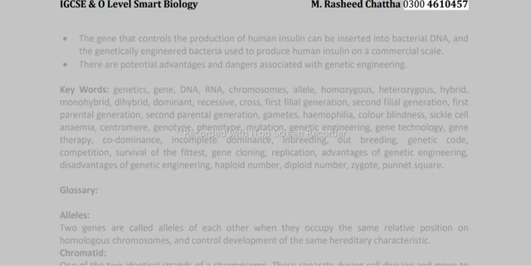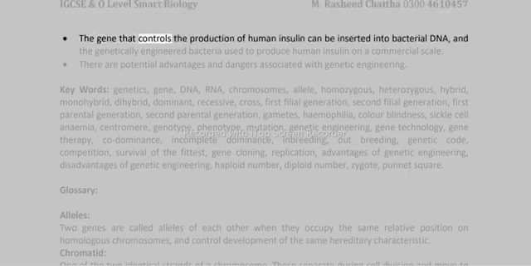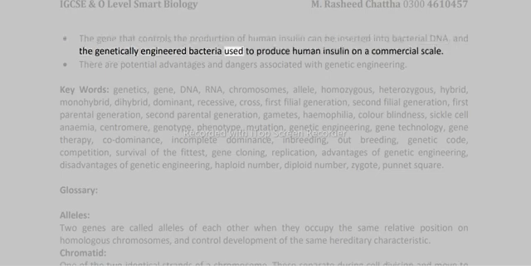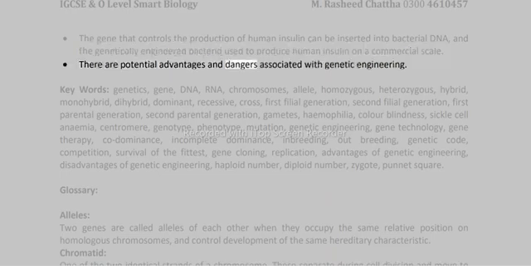The gene that controls the production of human insulin can be inserted into bacterial DNA, and the genetically engineered bacteria used to produce human insulin on a commercial scale. There are potential advantages and dangers associated with genetic engineering.